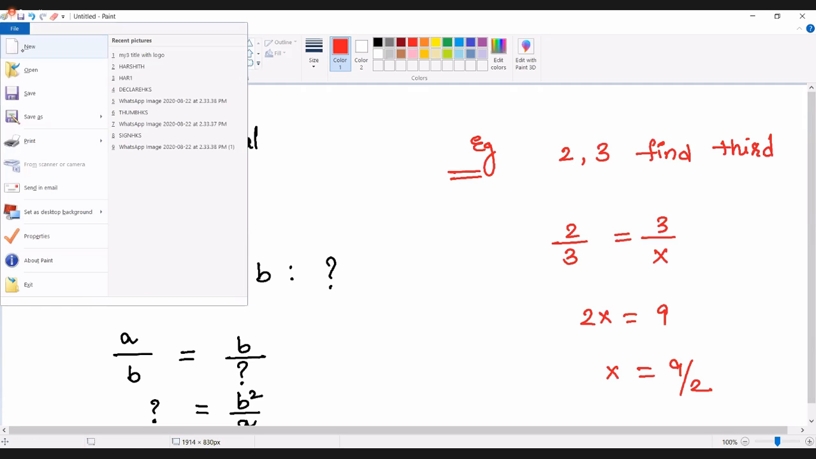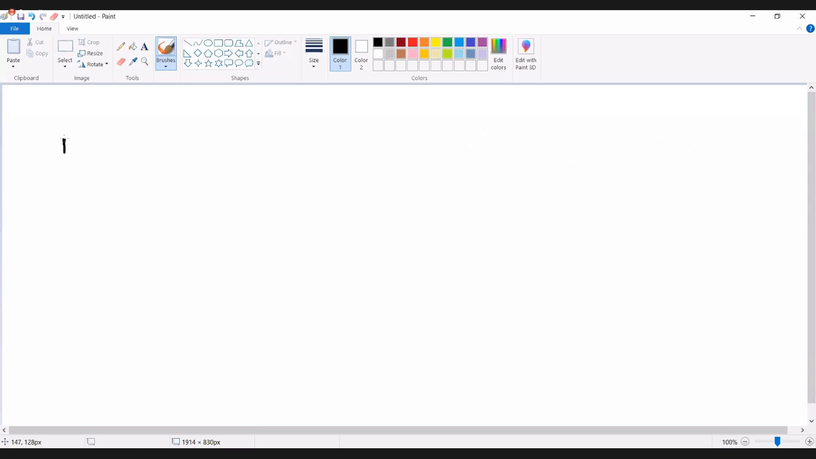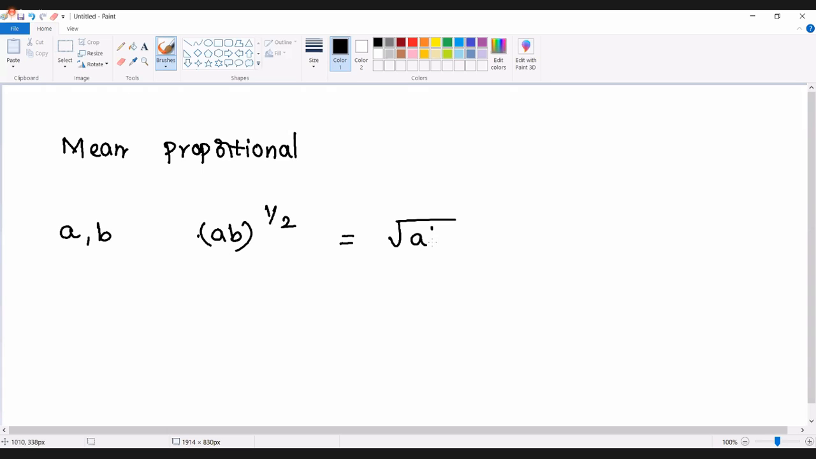Similarly, sometimes there will be a question which is related to mean proportion. So what is mean proportion? We'll try to understand. So mean proportion of A comma B will be given as AB whole raised to the power of 1 by 2, or otherwise we can say root over AB. If you have A, B, C, three terms, and you want to find out the mean proportion of it, ABC whole power 1 by 3, the cube root of ABC will be the value.